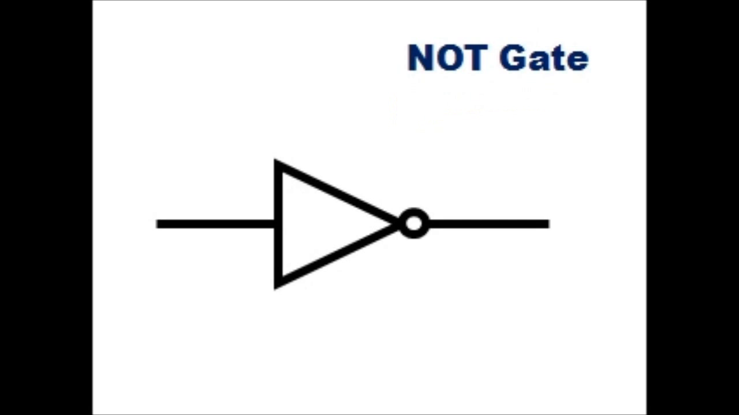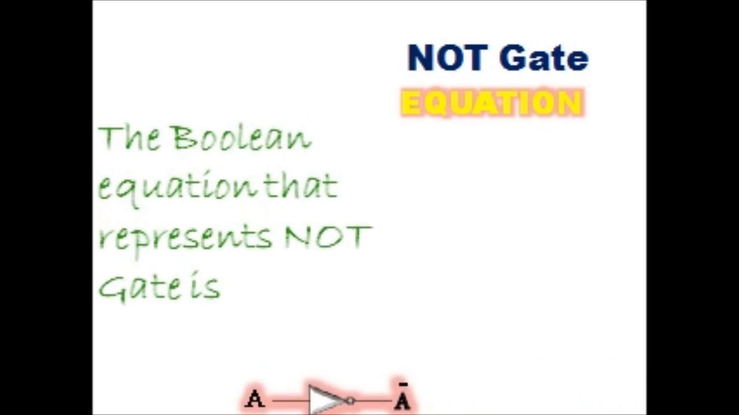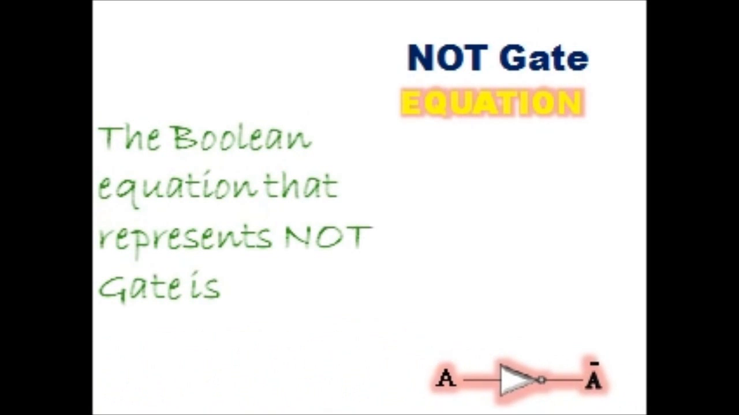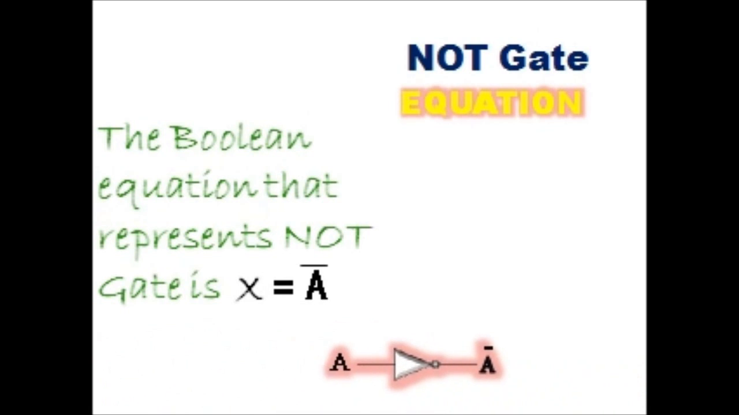And the symbol is this. Take note of the bubble. Input A giving output of A bar. The Boolean equation that represents the NOT gate is x is equal to A bar.